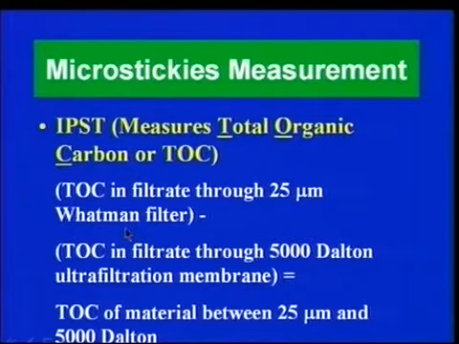The method developed at the Institute of Paper Science and Technology uses the total organic carbon method. In this case, we take a sample of the water, for example, and filter it through a 25 micron Whatman filter and measure total organic carbon in the filtrate. And you take this filtrate and pass it through a 5000 molecular weight cutoff ultrafiltration membrane and measure the total organic carbon in the permeate. The difference between the two is classified as related to micro stickies.